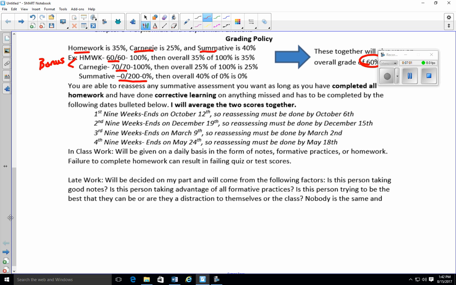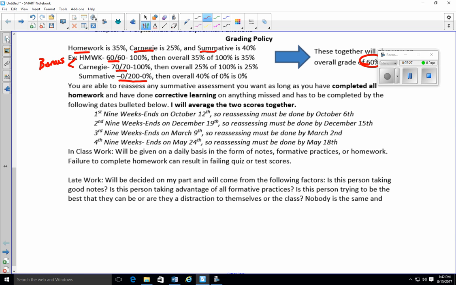Late work. Okay, it's going to be decided on my part and will come from the following factors. Is this person taking good notes? Are you taking advantage of the formative practice, the practice problems, and I'm just mentally checking to myself that this student is doing this correctly and the student is not? Are you participating in class? Are you being distracting in class? Are you basically doing everything that you can do to prepare yourself?